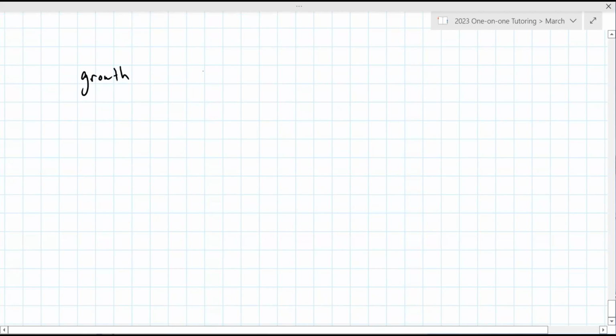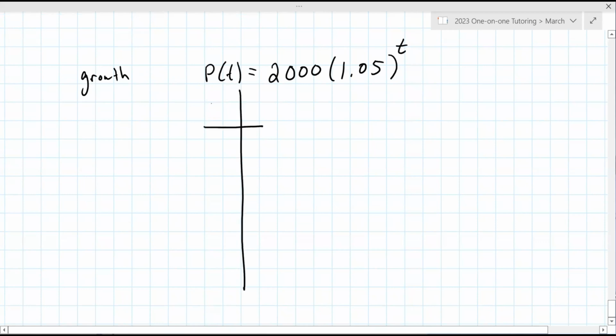So let's say you had a population that started out with 2,000, and we know that it grows at a rate of 5% per year, okay? So in year 0, when t equals 0, what is the population in this one? Well, t is 0, so 1.05 to the 0 becomes 1. So then 2,000. Now in year 1, it grows by 5%.